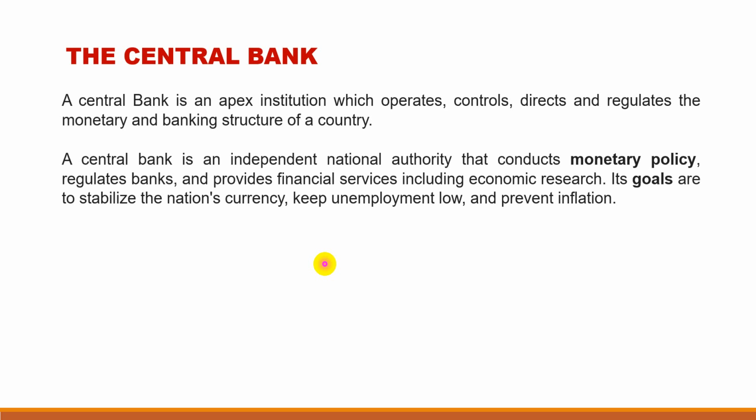Second, every country has only one central bank, while a country has several commercial banks and their number goes on increasing with the development of the country. Third, a commercial bank is operated for profits, but the central bank is set up basically for public interest rather than for profit. It stabilizes the nation's currency, keeps the unemployment rate low, and prevents inflation.